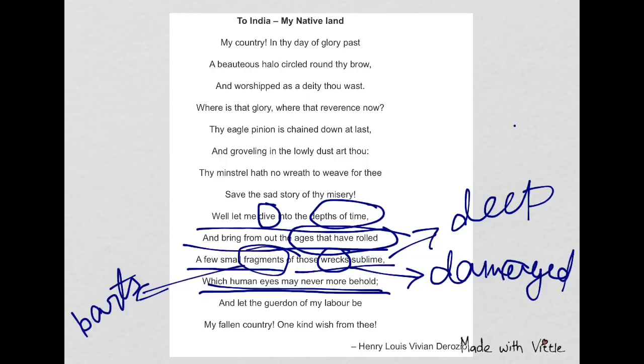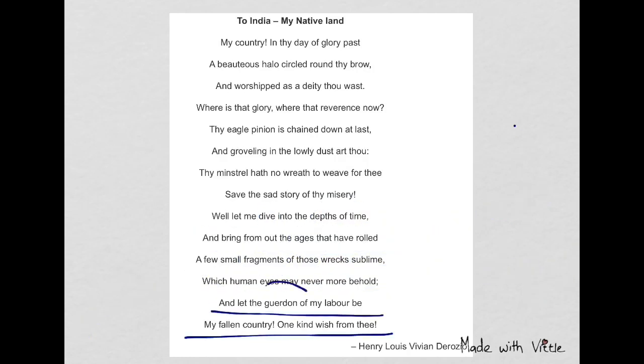Finally, we have reached the ending couplet, that means the last two lines of the poem, where the poet hopes for the best. He hopes for a brighter future. And what does he hope? And let the guerdon of my labor be, my fallen country, one kind wish from thee. Guerdon means reward or prize.